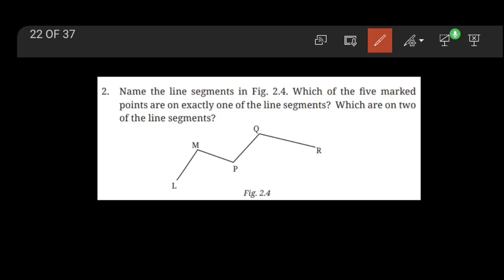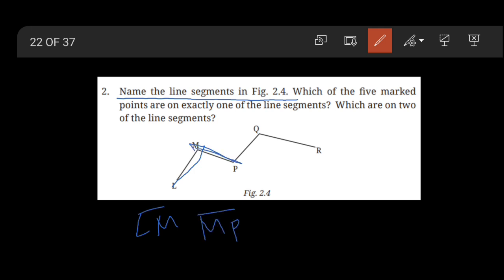Question 2. Name the line segments in figure 2.4. So let us find the line segments. First line segment LM. Then we have line segment MP. Then we have line segment PQ. And then we have line segment QR. So we have 4 line segments over here.